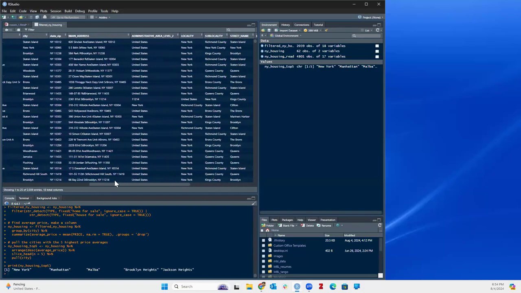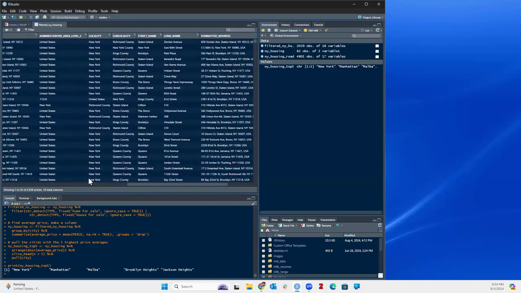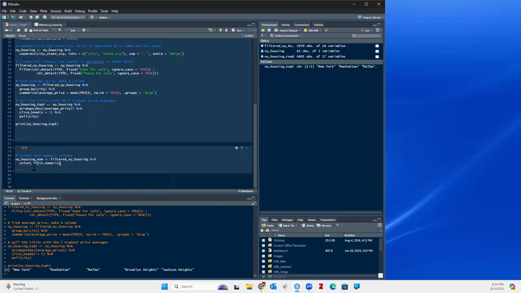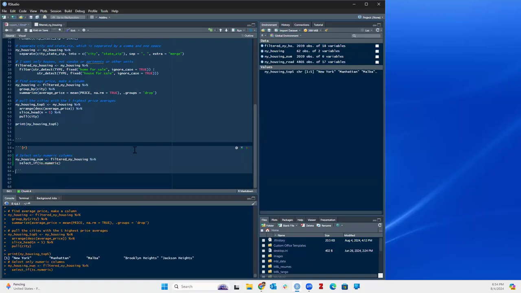So we need a function that's going to remove all of these non-numeric columns. And that's exactly what this does. It's the select if function, and you're using is numeric. This is something that detects whether or not the variable is numeric. So let's do that. It's also called ny housing underscore num, or numeric. So now we're going to go ahead and make the correlation matrix.